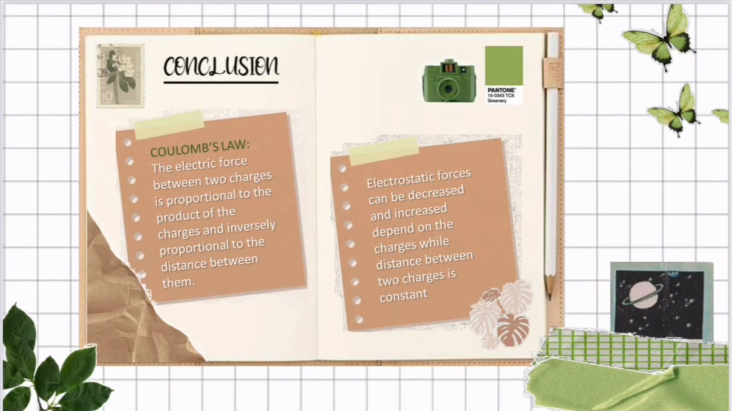As a conclusion, we can conclude that Coulomb's law is that the electric force between two charges is proportional to the product of the charges, and inversely proportional to the distance between them. More than that, we can conclude that electrostatic force can be decreased or increased depending on the charge, while the distance between the two charges is constant.